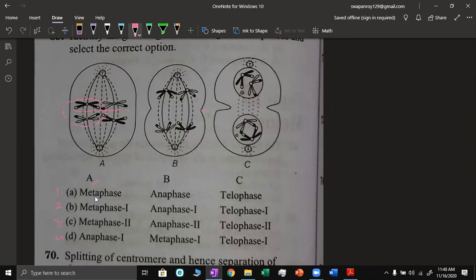In option one they have written metaphase, anaphase, telophase, but not mentioned one. If you give this as an answer, then it will be from mitosis. But this is not mitosis, this is meiosis. So this is metaphase 1, anaphase 1, and telophase 1. So our answer will be this one.